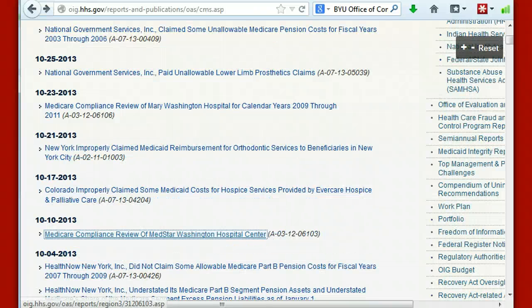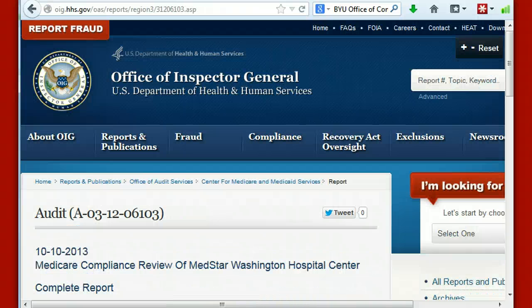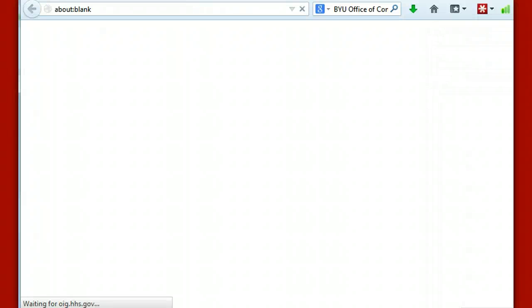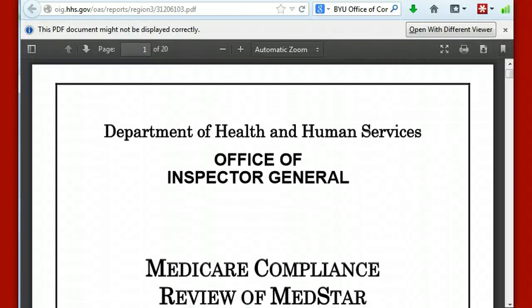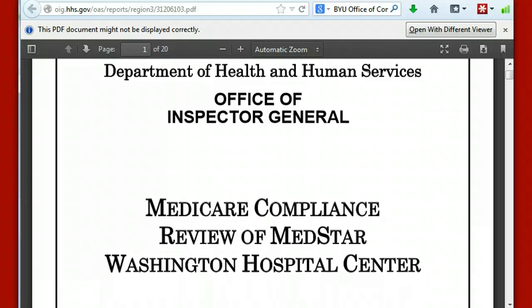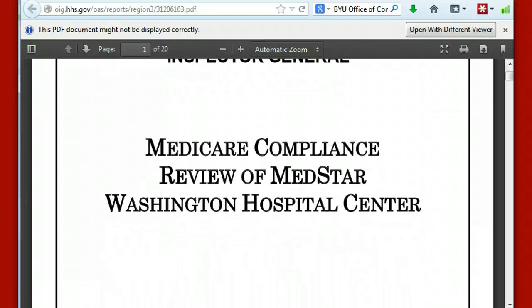Okay, here's one. This is from October 10th. It says Medicare Compliance Review of MedStar Washington Hospital Center. So let's open this one up. I'm going to open the full report. From the title, we really don't know what issues were found. It's a 20-page report, so let's take a look at what the findings were.